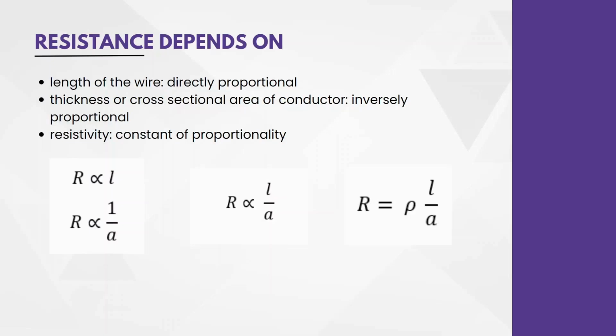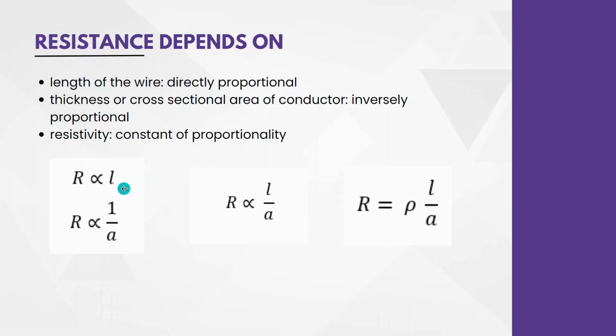Resistance depends on certain factors, and two such factors are length and thickness. The resistance is directly proportional to the length of the wire, which means as the length of the wire increases, the resistance also increases. Resistance also depends on the thickness of the conductor, or the cross-sectional area, and it is inversely proportional, which means if the thickness of the conductor is less, then the resistance would be more.